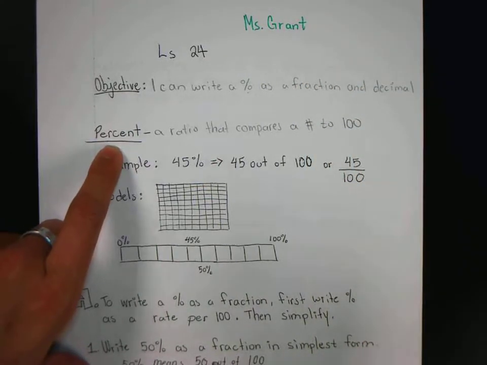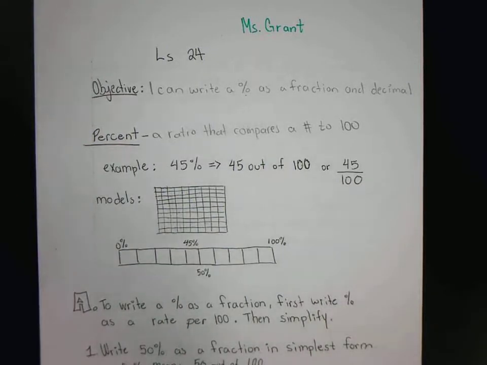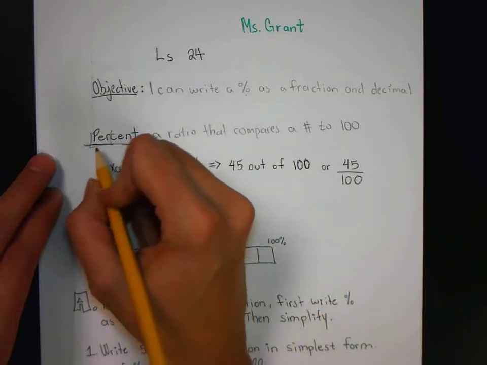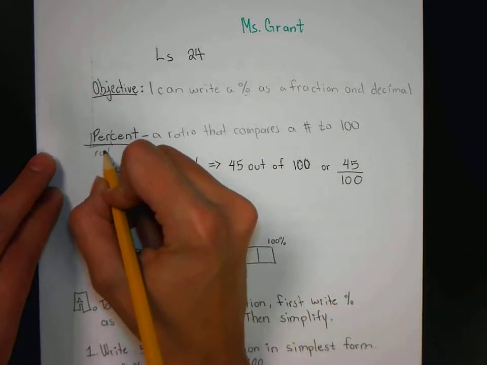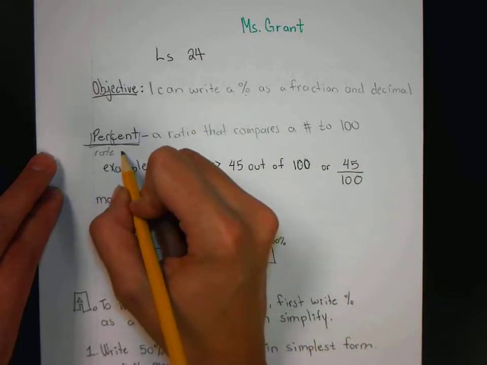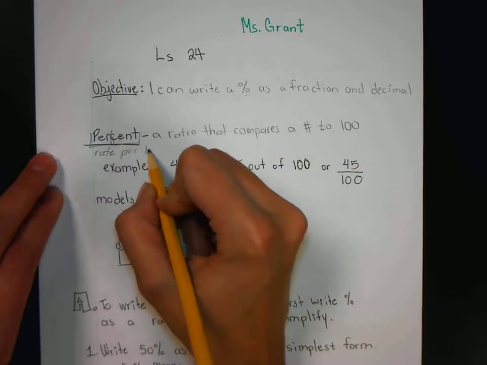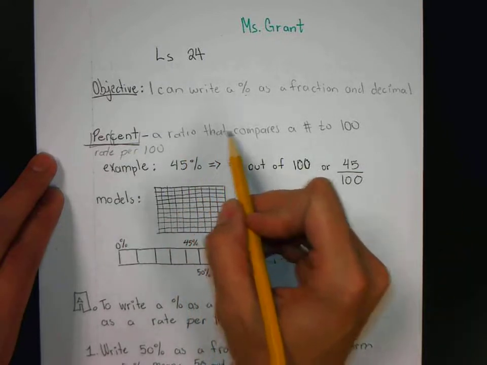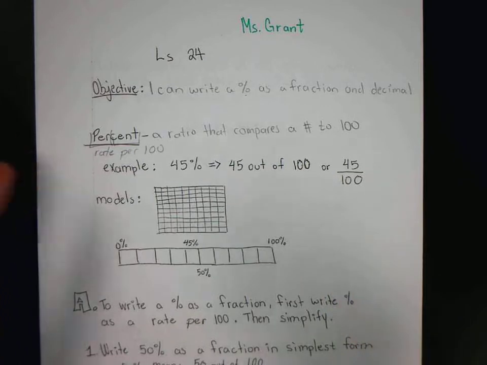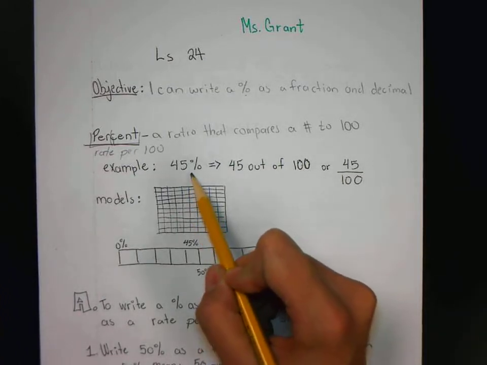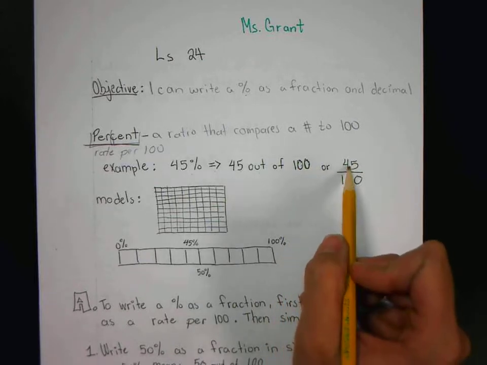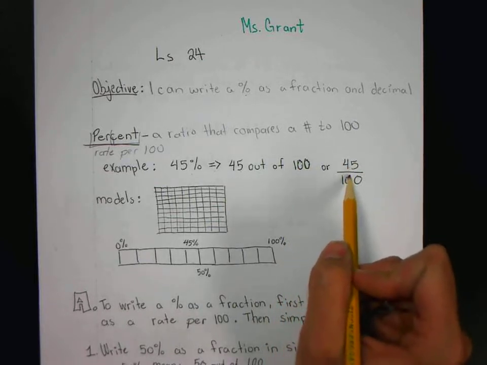A ratio that compares a number to 100. And if we break apart the word percent, it's actually pretty interesting. Per is our word for rate, or unit rate, and cent actually means 100. So it's a rate per 100, which comes down to a ratio that compares a number to 100. That's pretty cool. The example I have for the definition is 45%. It means 45 out of 100.